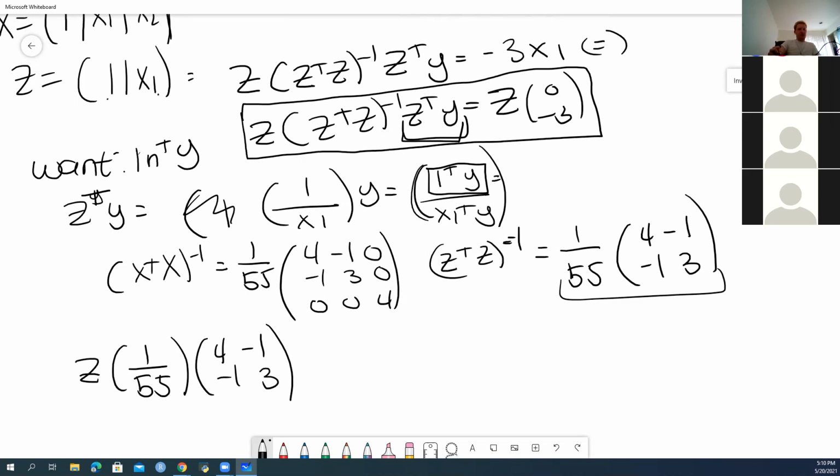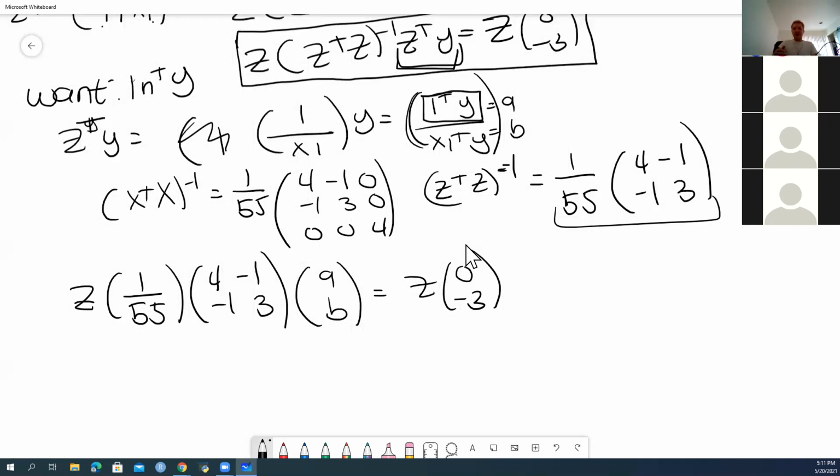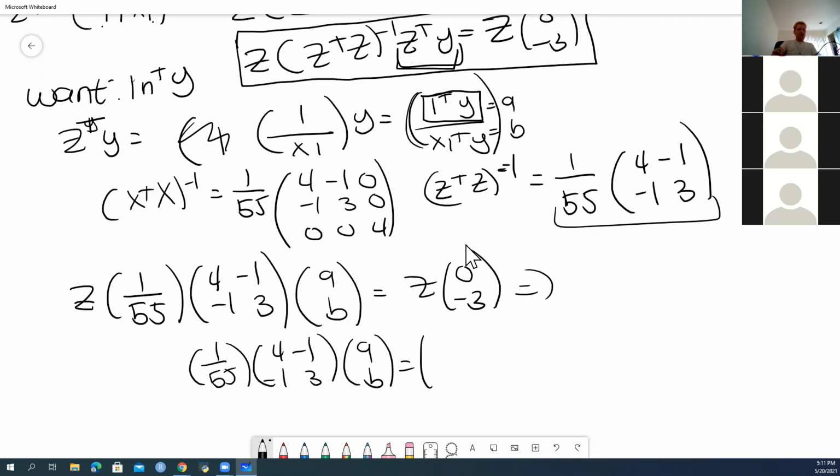So let's let this just equal to a and this equal to b. Remember, this is what we're trying to solve for, a, okay? So this can be like times a, b. And remember, a is going to be the unknown that we want, is equal to z times [0, -3]. And then z is actually, I believe, invertible, and it happens to be a square. So we can actually get rid of it and say that 1 over 55 times [4, -1, -1, 3] times a, b is equal to [0, -3].